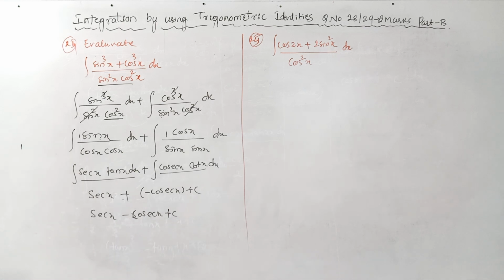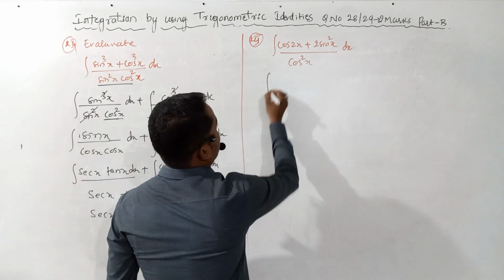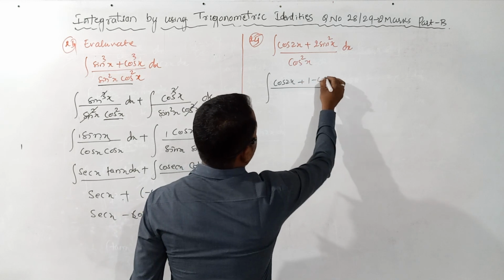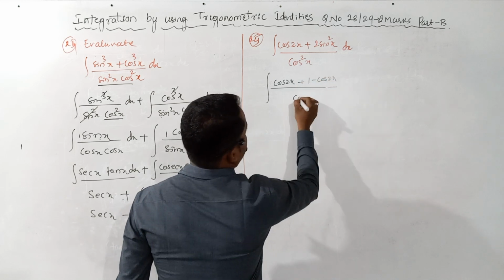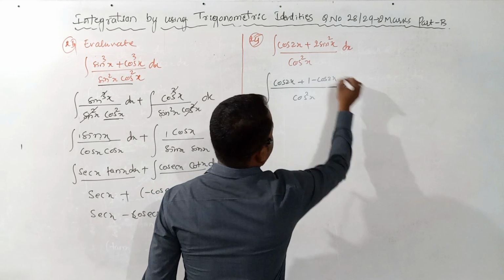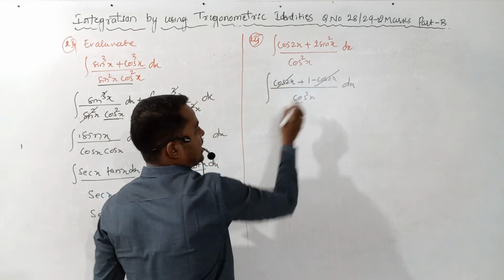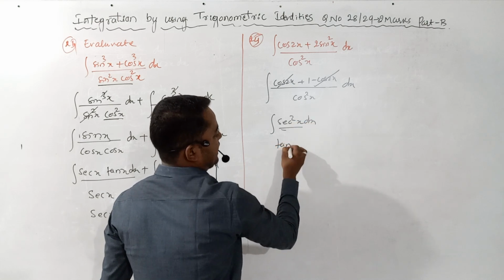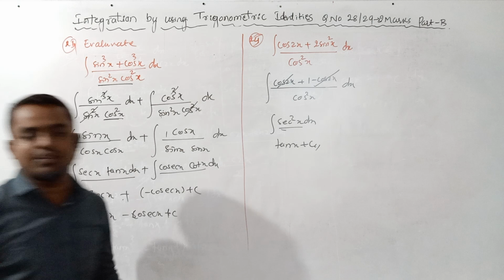Now what is the formula for 2 sin square x? 2 sin square x is 1 minus cos 2x. See here, the formula we are using here: cos 2x plus 1 minus cos 2x divided by cos square x dx. This cos 2x cancels. 1 by cos square is nothing but sec square x dx. Integration of sec square is tan x plus c.